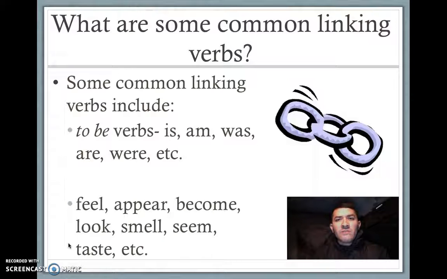Now, what are some common linking verbs? Well, some common linking verbs include to be verbs such as is, am, was, are, were, and other verbs like feel, appear, become, look, smell, seem, and taste.